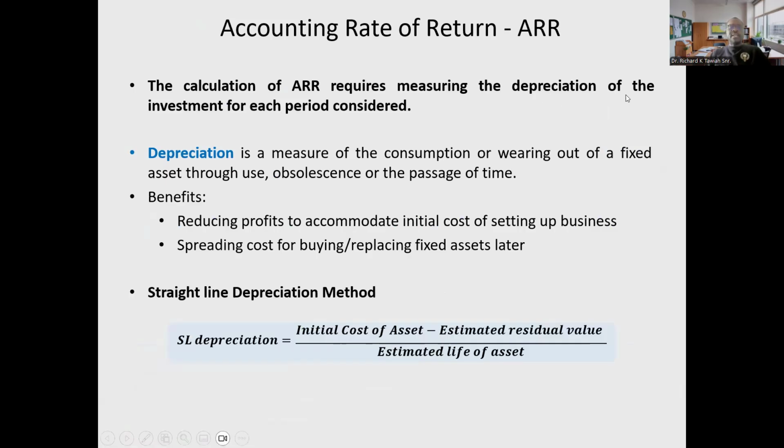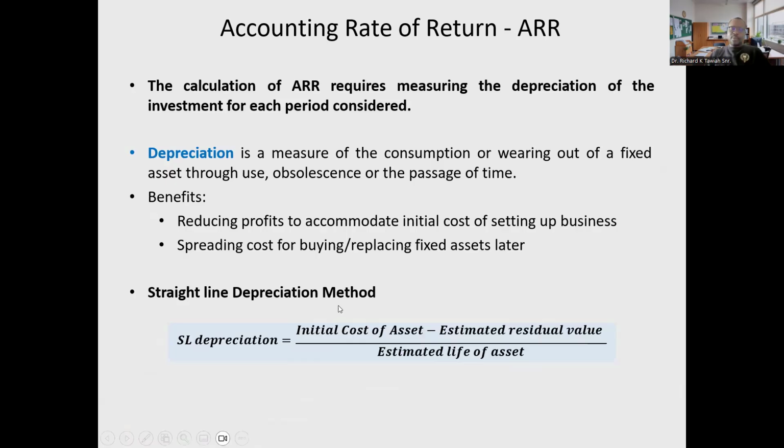So here, calculate the depreciation for the investment for each period. Depreciation is simply the measure of the consumption or wearing out of a fixed asset or non-current asset through use, obsolescence or the passage of time. So you reduce profits to accommodate the initial cost of setting up the business, and you spread the cost over the useful life of the asset. Some people set aside money. So they calculate the depreciation, they set aside money, so you may want to say, let me use this money I have set aside to buy a replacement asset later on.